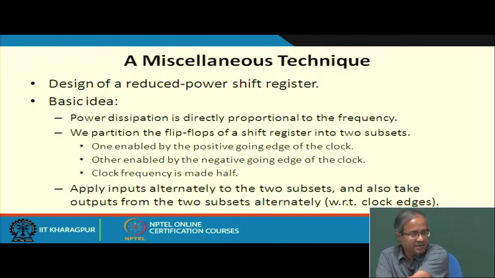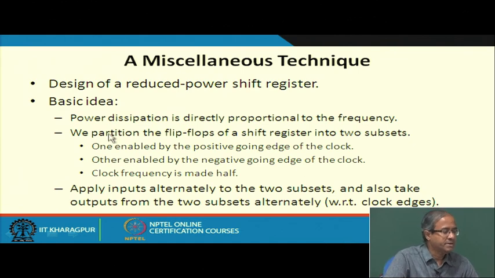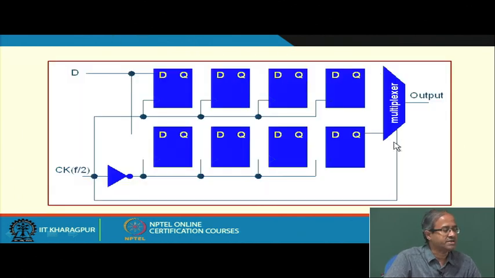Here what I have said is that we are exploiting this principle: power dissipation is directly proportional to frequency. We partition the flip flops into two subsets. The first one we are clocking by the positive edge and the other one by the negative edge, and we are making the clock frequency half, and as I said, we are applying the input alternately to the two subsets, D1, D2, D3, D4 like that. So, the schematic will look like this.